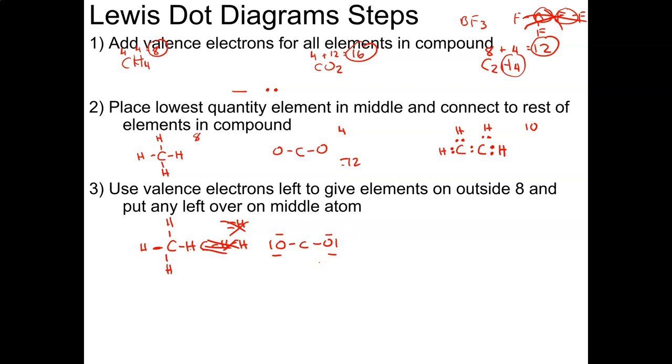The only exception for the 8 for the outside elements is hydrogen once again. Hydrogen only wants to be connected. There is no outside for hydrogen. So then we go to the next one, which is your C2H4. Once again, notice that they all have 8. The hydrogens are only connected. You don't need to give them 8. So I'm going to keep it as is.